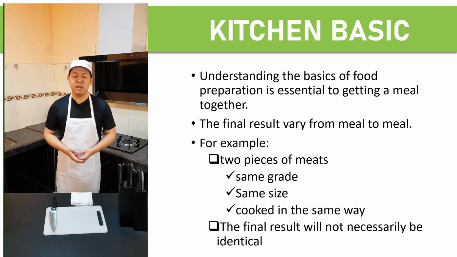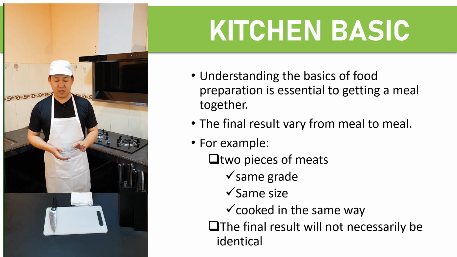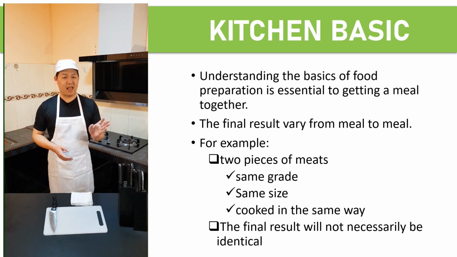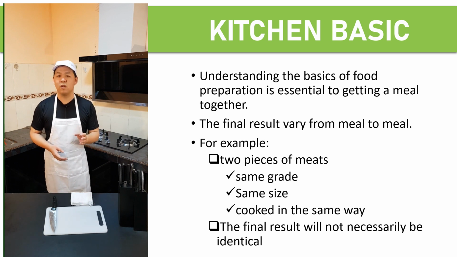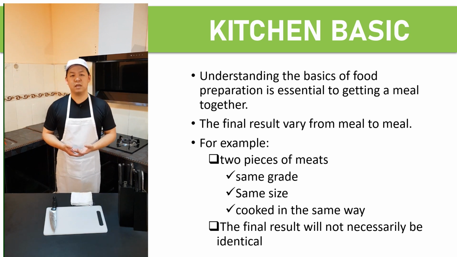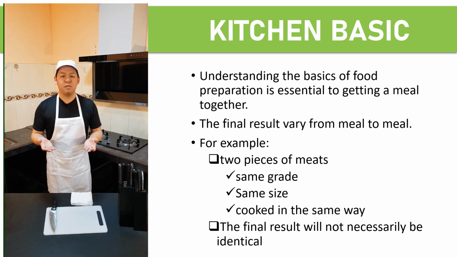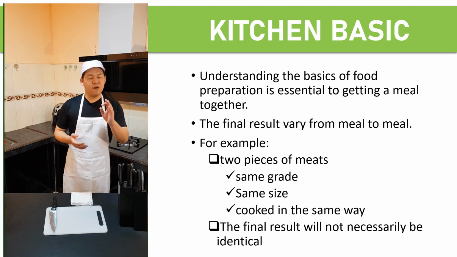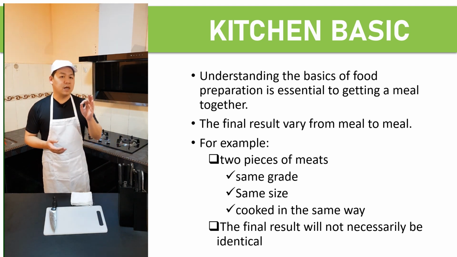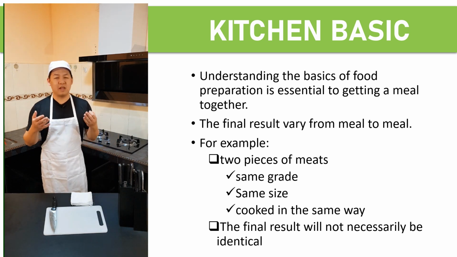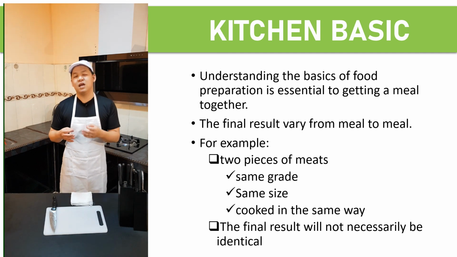Before we move further, let me give some introduction about the kitchen basics. Understanding the basics of food preparation is essential to getting a meal together, because it is not an exact science. No matter how knowledgeable or careful a food preparer is, the result may vary from meal to meal. For example, there are many variables that will influence the cooking of two pieces of meat. Even though they may be the same grade or the same size, or even cooked in the same way, they will not necessarily be identical when they get to the table.